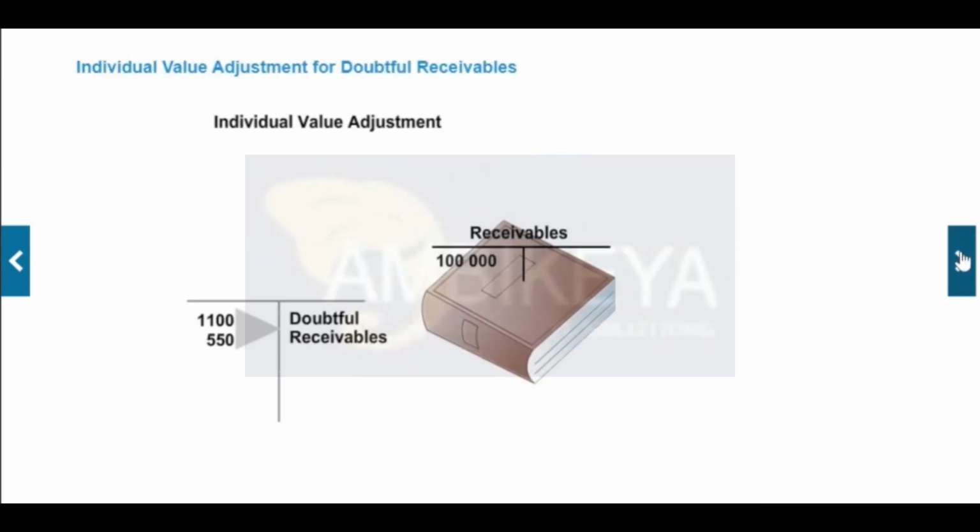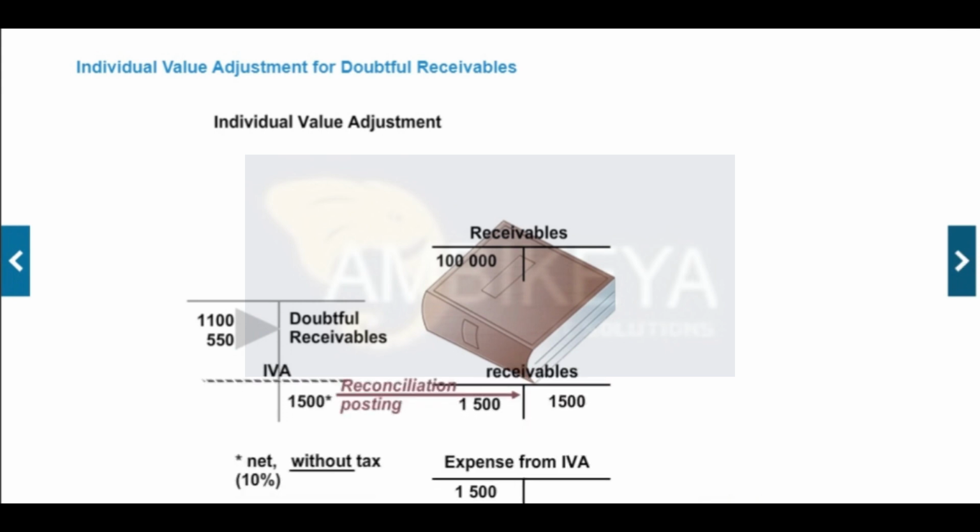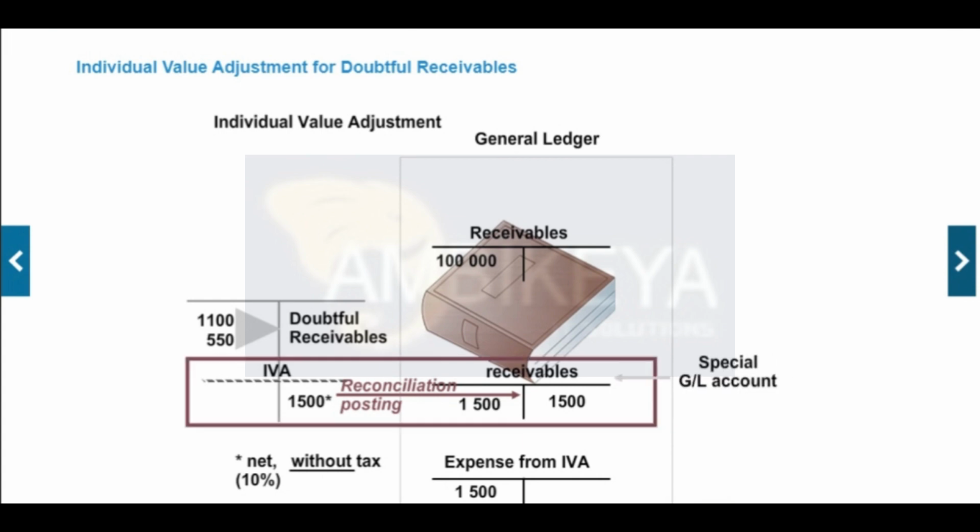Doubtful receivables are written off as an individual value adjustment or IVA during year-end closing. The special general ledger method is suitable for this procedure because the transaction is entered in the customer account and is also posted to a special GL account, individual value adjustments for receivables. Use the tax code that represents a tax rate of 0% for the posting.